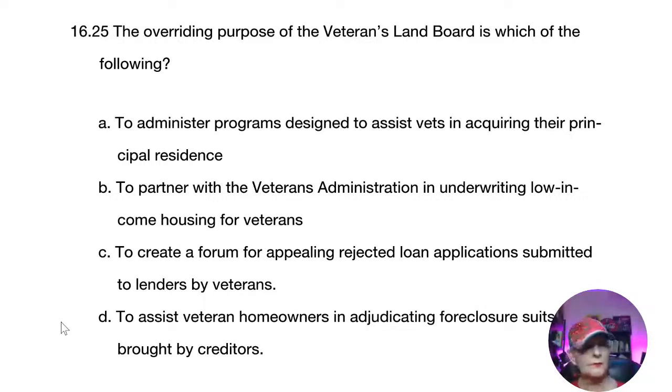It is A, to administer programs designed to assist vets in acquiring their principal residence. And they can only have one veteran approval. They get a certificate from the VA, and then they send that to the lender that they've been approved by VA, that they can purchase a residence. So they can only do it once. After they sell that one, I think after a certain time, they can purchase another one using a VA loan. They would, I think, have to get another approval.